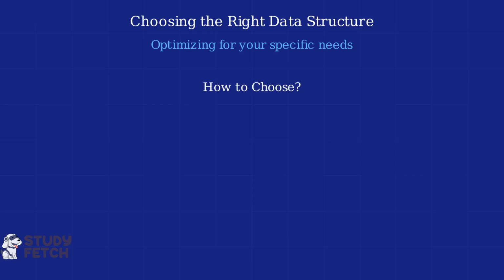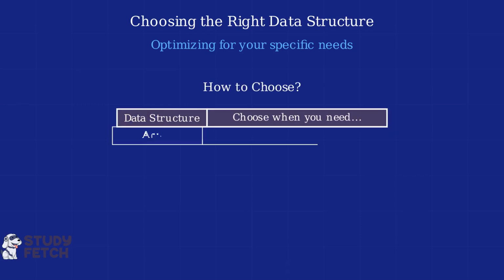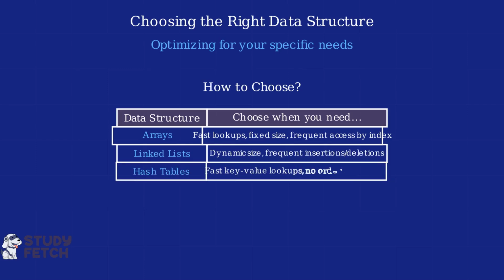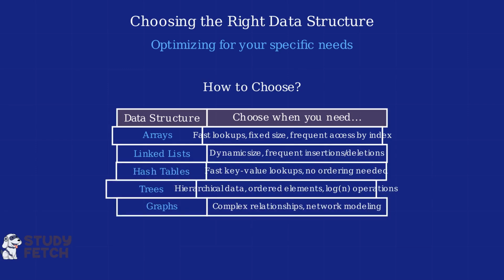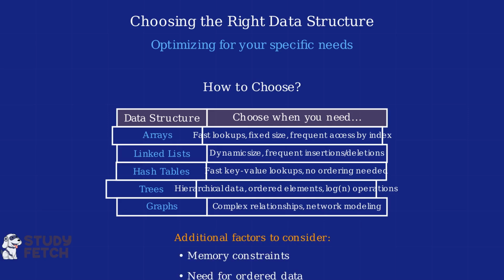When choosing a data structure, consider what operations you'll perform most frequently. The right choice depends on whether you need fast lookups, insertions, deletions, or traversal capabilities. Also, consider your memory constraints, whether you need ordered data, and implementation complexity. Using the wrong data structure can dramatically impact your program's performance.